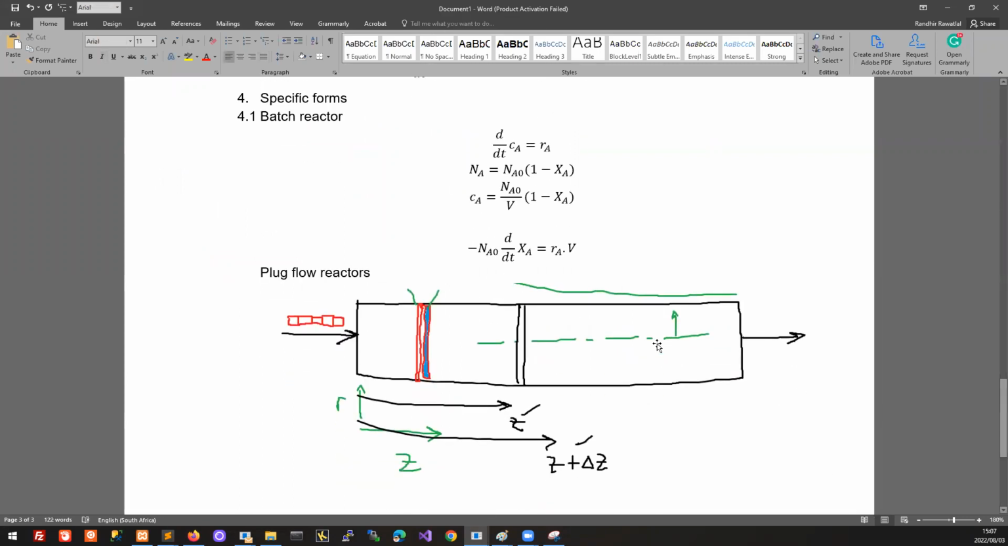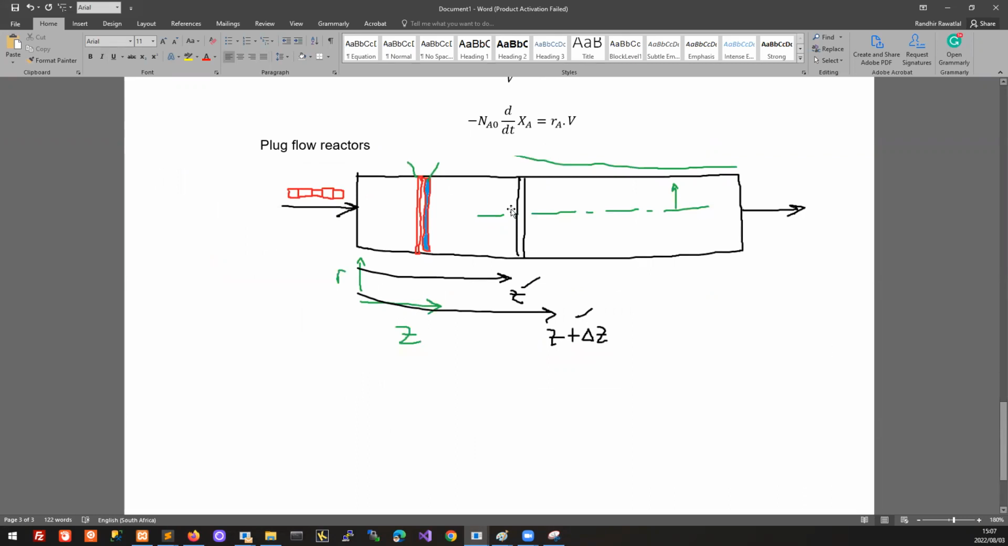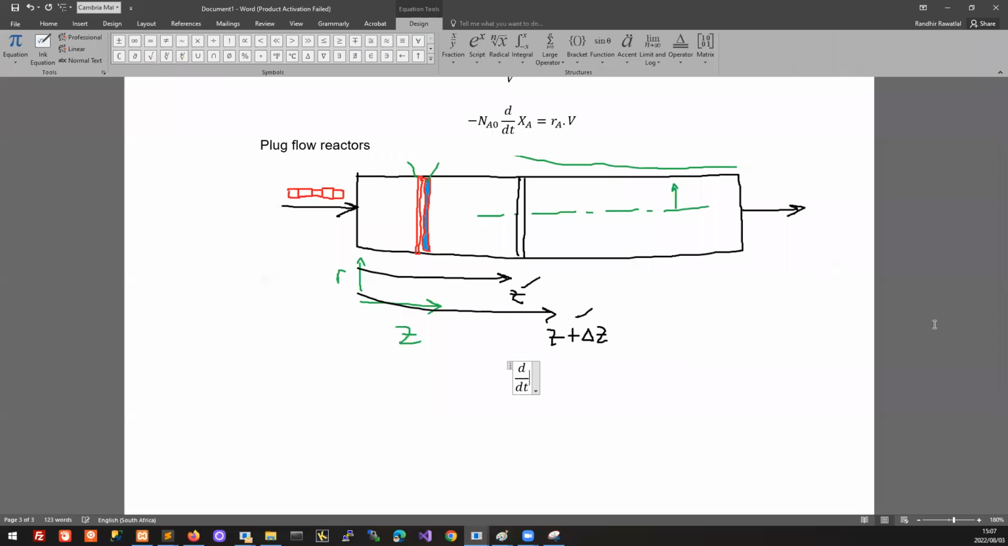Plug flow reactors. So now let's think about this space here. We want the rate of change of the moles in that space. So we can say d/dt of the moles of A, and these are the moles of A between position Z and Z plus delta Z, right? So we are starting out with a very tiny little sliver here. What's the rate of change of moles in this tiny little space?